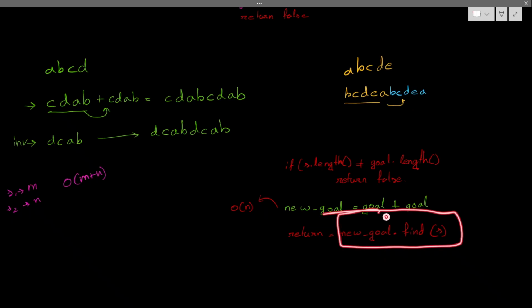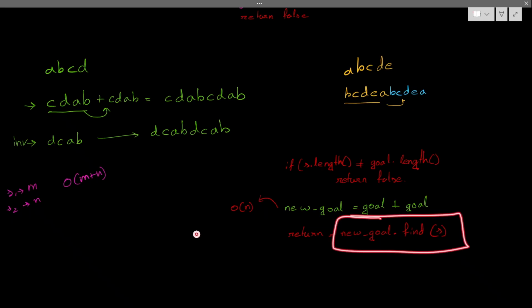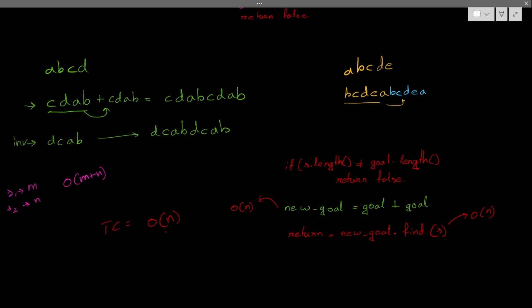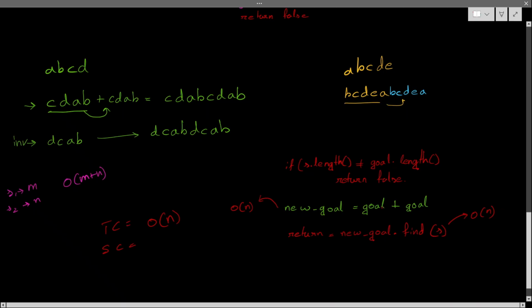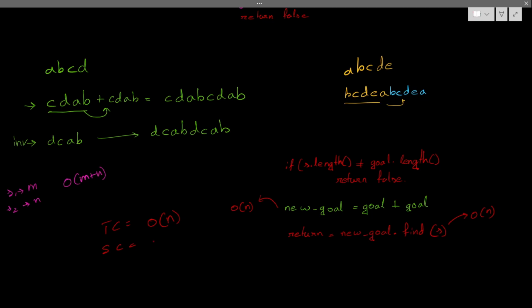If you use an inbuilt method, it will be optimized, like they will use the KMP algorithm, which we can discuss in other videos. It is a very good algorithm to compare two strings. If you compare in any other way, it will take n square time, but KMP gives you m plus n time for comparison. So this will give you big O of n time. The total time complexity will be big O of n. And for space complexity, we are taking extra space, new goal as goal plus goal, so 2n, so it will be big O of n.